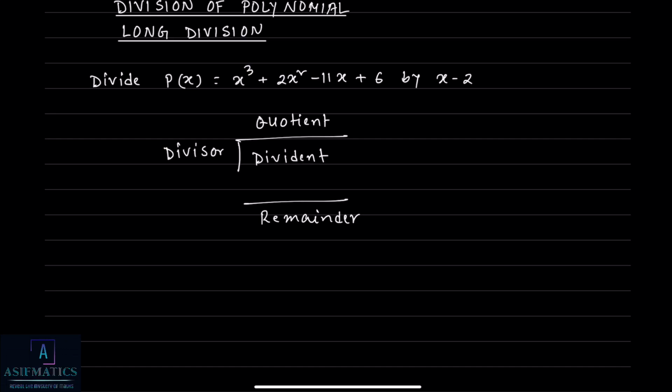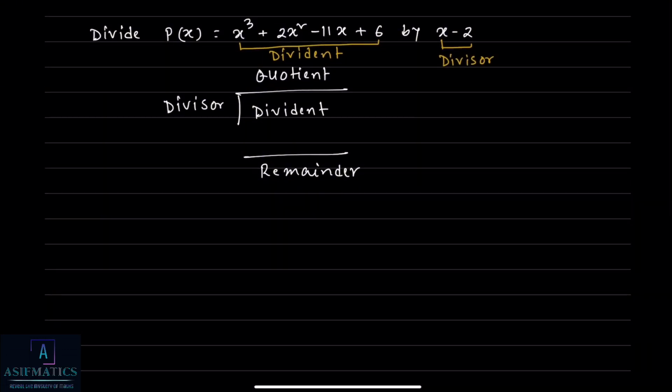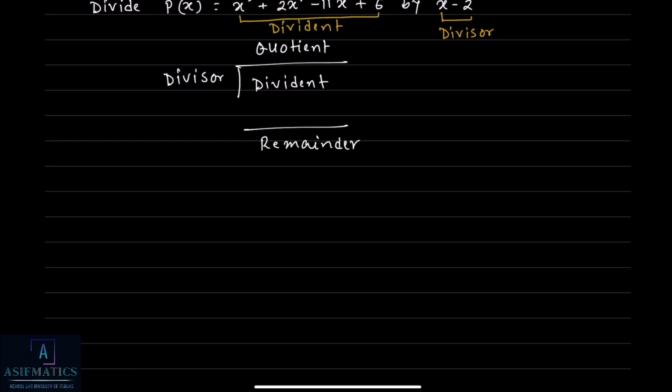In our case, the polynomial we have is the dividend, and this one is the divisor. The dividend will go inside the bracket and the divisor will be outside. So we write the dividend, x cubed plus 2x squared minus 11x plus 6, and then our divisor, x minus 2.